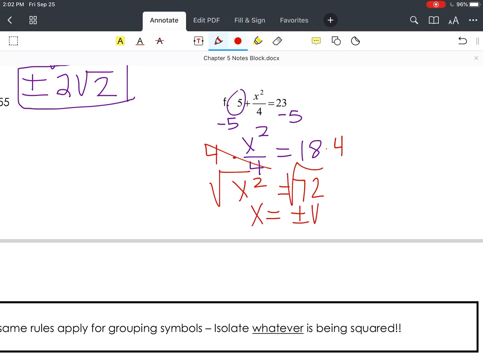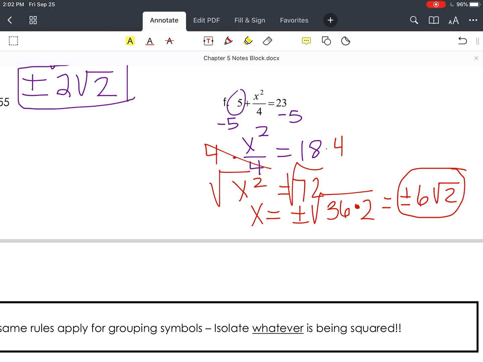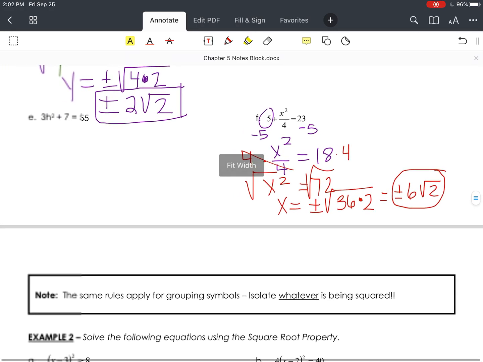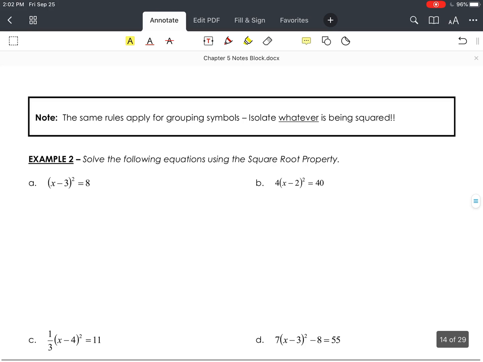Taking the square root of both sides, I'm going to get x equals plus or minus the square root of 72. Again, 72 is not a perfect square, so I have to think of the largest perfect square that goes into 72. 36 goes into 72 two times, so I can rewrite it as 36 times 2. The square root of 36 is 6, so I'm going to get plus or minus 6 root 2 as my final answer. So again, that's two answers: the positive 6 root 2 and the negative 6 root 2. In all of these, there was just an x squared term by itself, with no parentheses or anything like that.